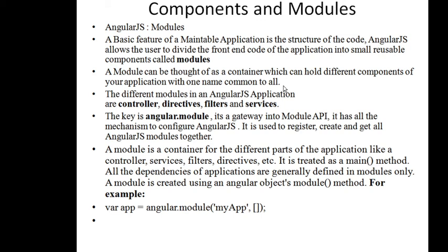You can create and get all the AngularJS modules together. A module is a container for the different parts of an application like controllers, services, filters and directives. It is treated as a main method. All the dependencies of an application are generally defined in a module only. A module is created using the angular object's module method, for example: var app = angular.module('myApp', []).